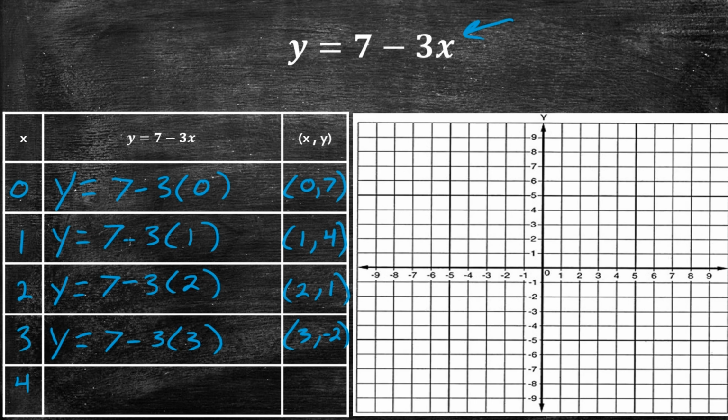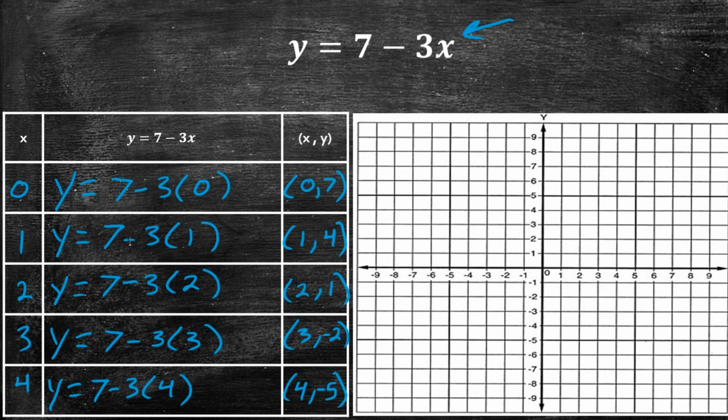Next up, x equals 4. Y is equal to 7 minus 3 times 4. 3 times 4 is 12. 7 minus 12 is negative 5. So we are going to have 4 comma negative 5. All right, we have all of our solution points here. Now all we got to do is graph.